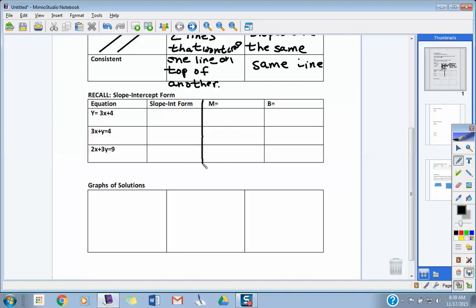Recall slope-intercept form. Slope-intercept form, which variable is always going to be alone? Y is always going to be alone. Check this first equation out. Is that in slope-intercept form? Yeah. Okay, so do we need to rewrite it in slope-intercept form? No. What's m represent again? Slope, right? So looking at this equation right here, y equals 3x plus 4, what is my slope? Okay, just the value, 3.